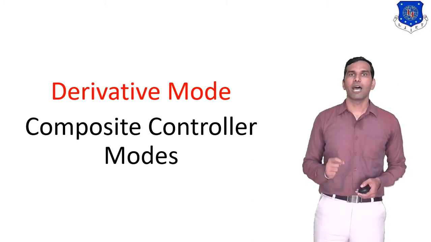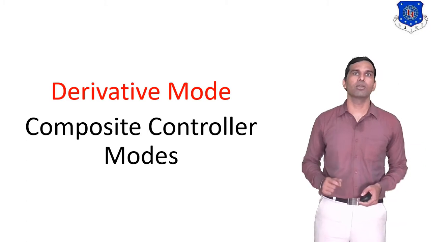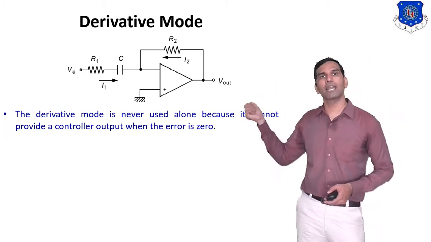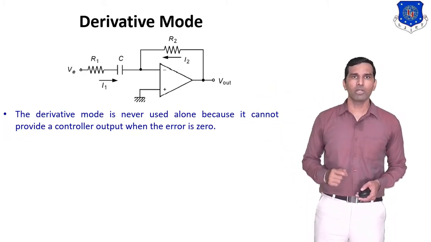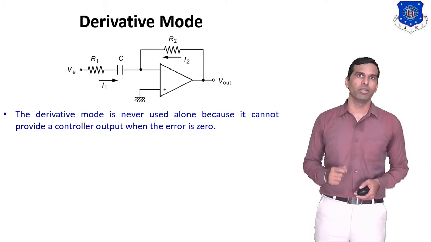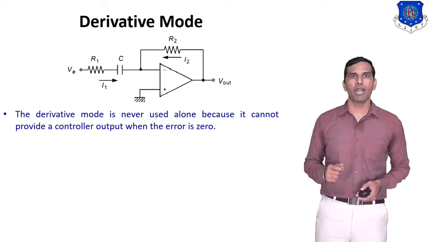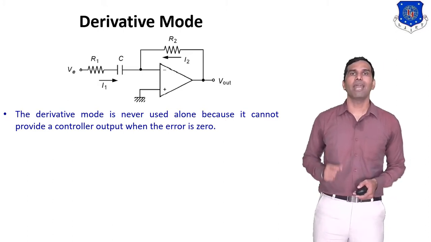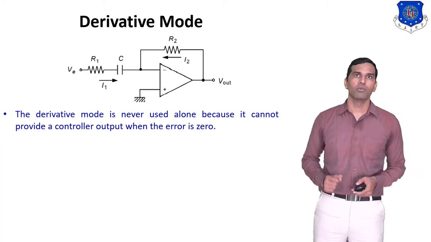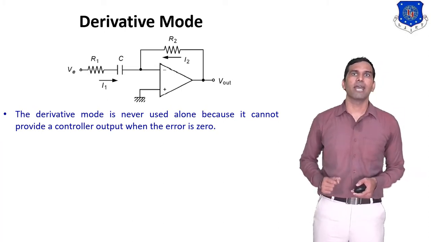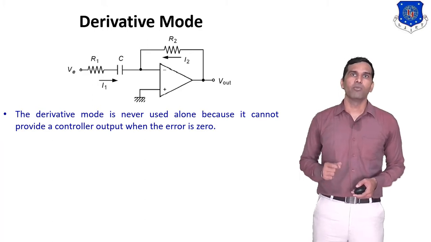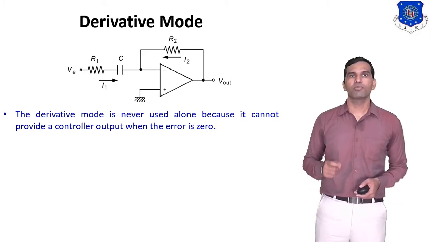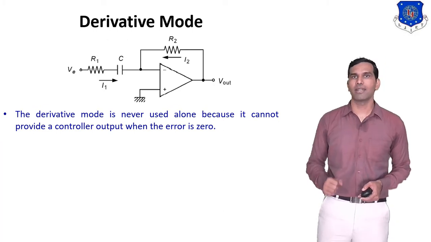So now we start with the derivative control mode, that means the derivative controller. This is the diagram of the derivative control mode. The derivative mode is never used alone, because it cannot provide a control output when the error is 0. This is the main limitation of the derivative control mode. We cannot use the derivative controller alone. We have to use another controller with the derivative controller, because it can provide a controller output when the error is 0.